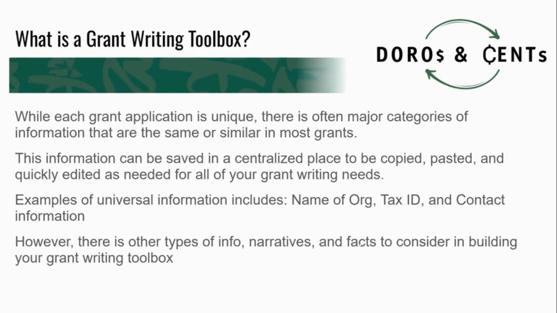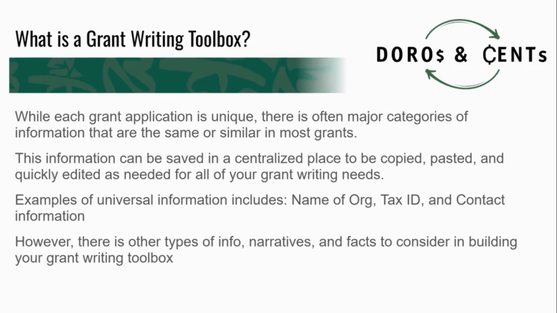Again, while each grant application is unique, there's often major categories of information and data that all grants need when you submit an application. The idea of a toolbox really is to centralize that universal information so that you can copy and paste it wherever you need to apply for as many or as few grants as you want at any one point in time. Some examples that I think everyone instinctively knows, of course, is the name of your group, your tax ID, contact information, that stuff that you're going to have on every application. There's actually other categories of information too that we're going to unpack and go through further today.